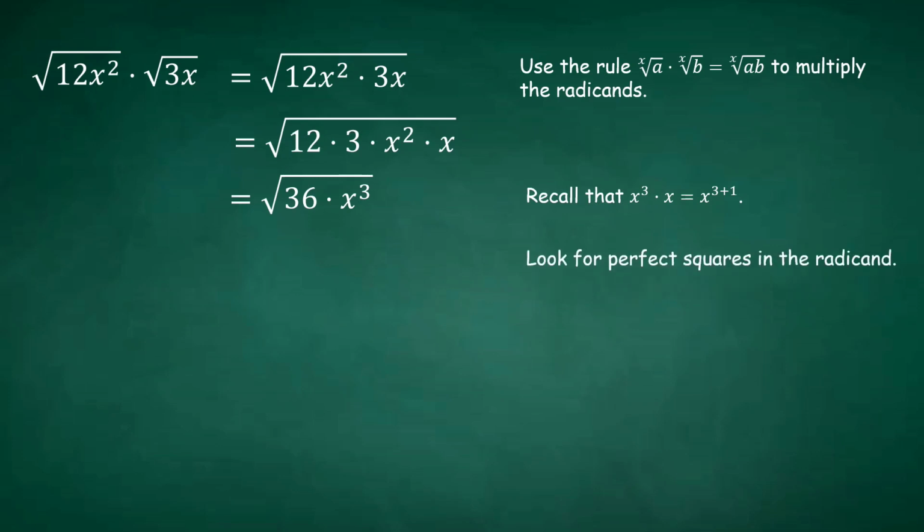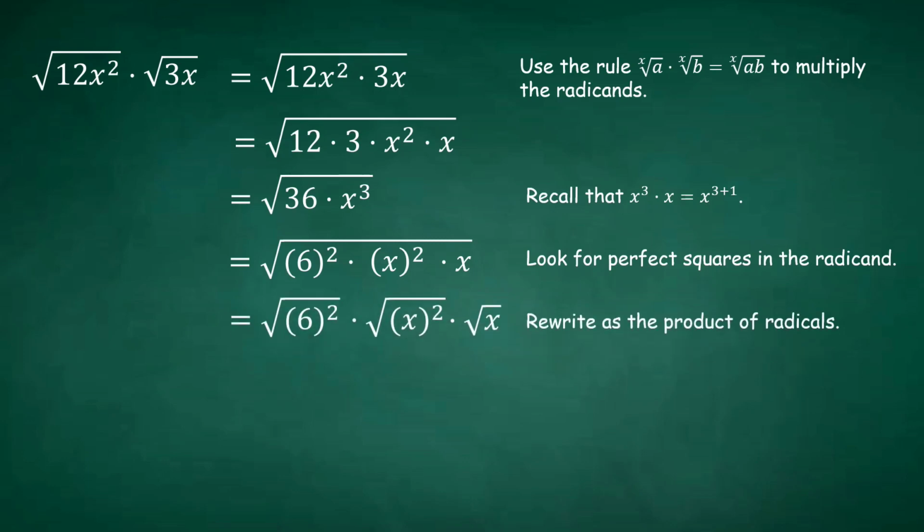Now we are going to look for the perfect squares in the radicand. 36 is a perfect square, so rewrite this as 6 squared so that we can easily take the square root, and x cubed can be rewritten as a product of x squared and x. Then rewrite as the product of radicals. Now the square root of 6 squared is equal to 6, and the square root of x raised to the power 2 is equal to x, and the square root of x remains because x is not a perfect square. Simplify. 6 times x is equal to 6x, and copy the square root of x, so this is our final answer.